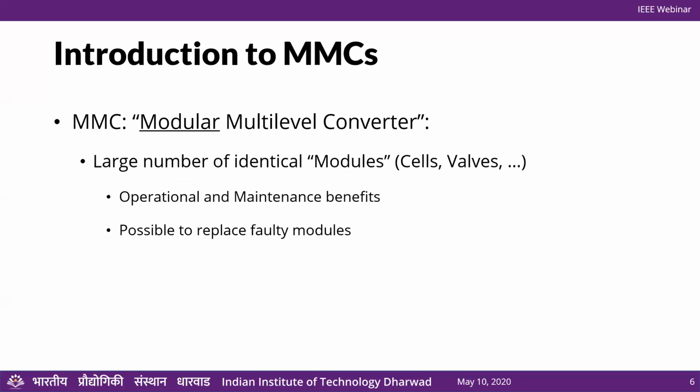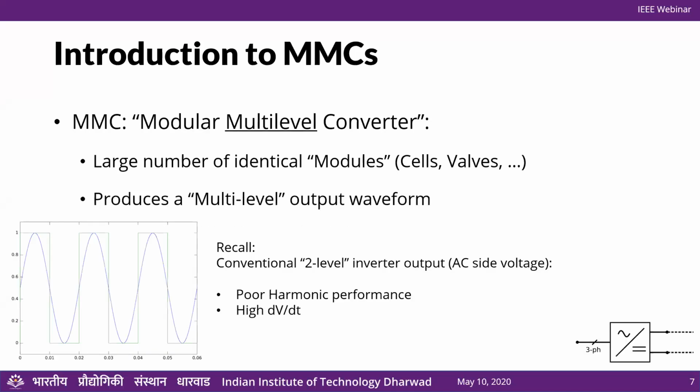Now, because they are identical, there are a lot of operational and maintenance benefits. In case one module fails, it's possible to quickly replace it. It's possible to have the topology with multiple additional modules already in place that allows fault tolerance. It's possible to keep some modules in stock as spares. So operational wise, there's a lot of benefits.